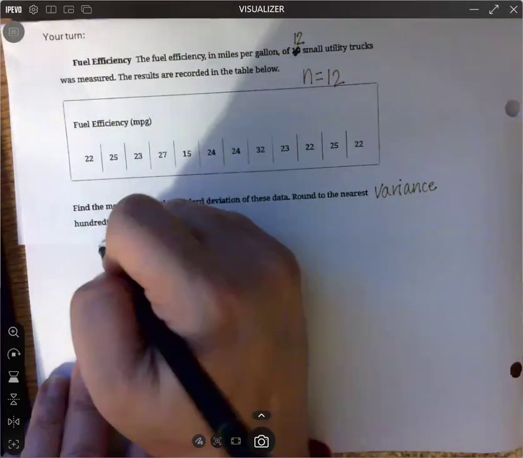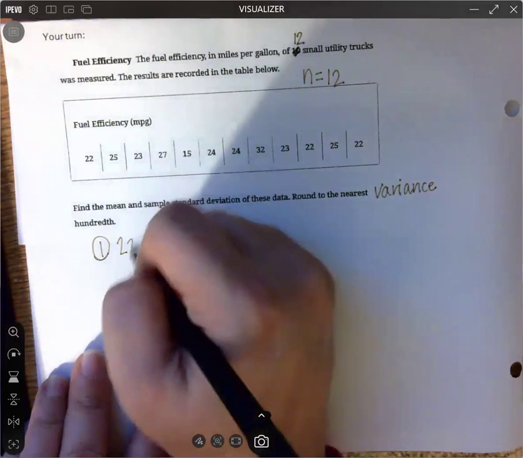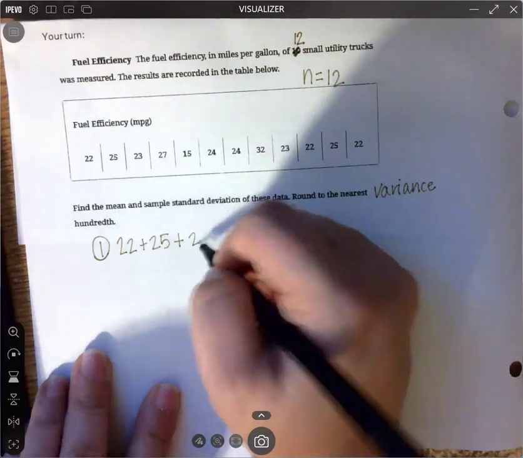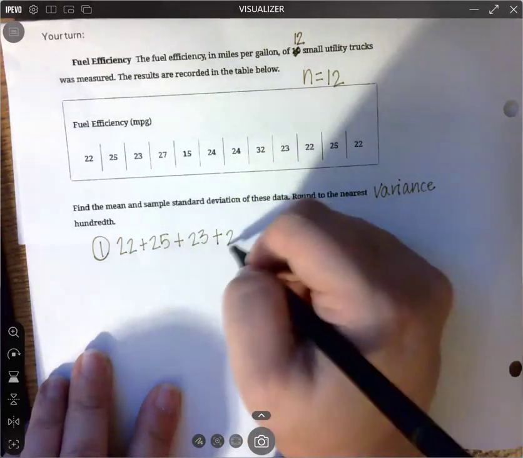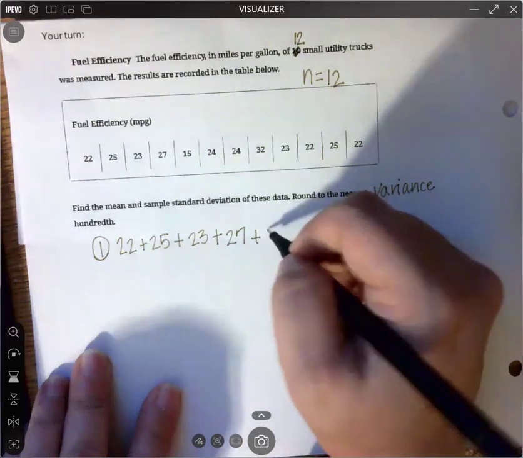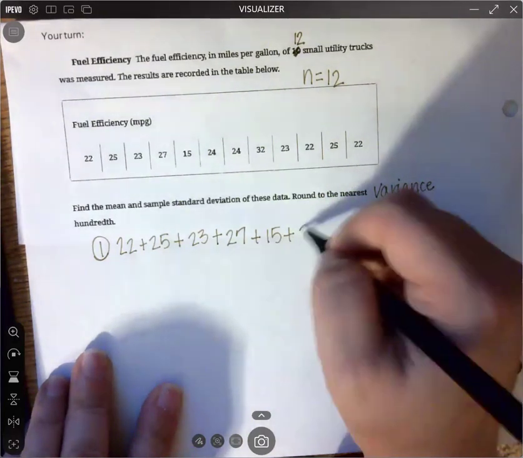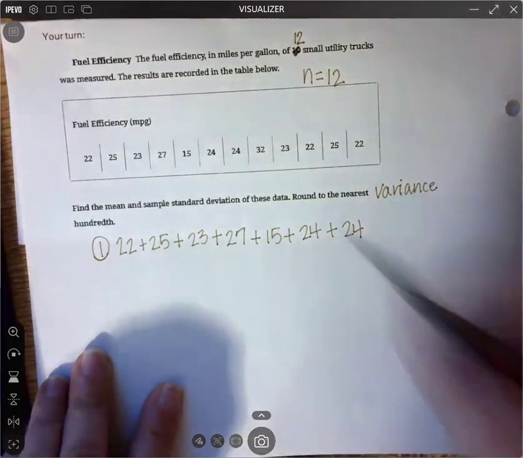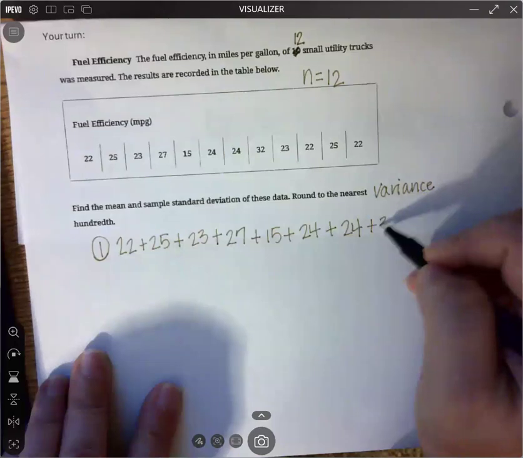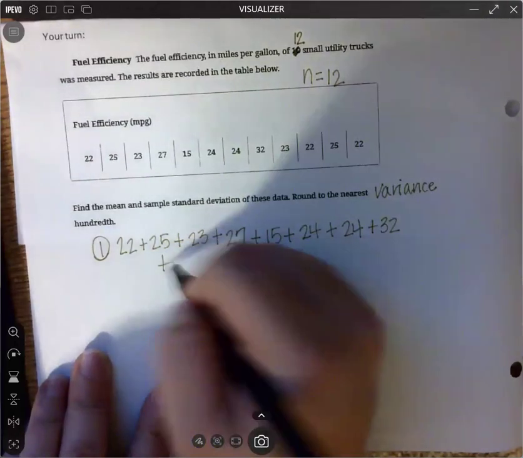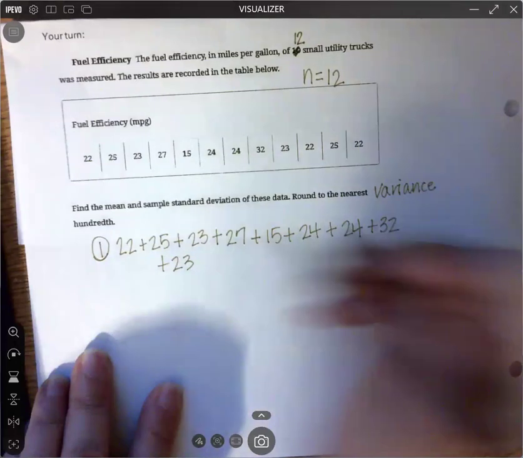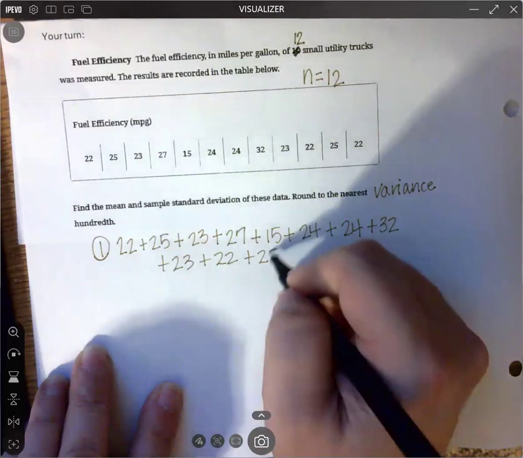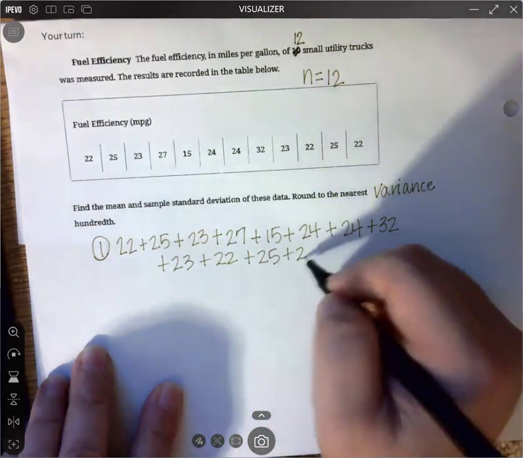First step, find the mean. Take the numbers 22, 25, 23, 27, and so forth, and go ahead and add them up. There are two 24s, 32, then there's 23, 22, a 25, and another 22.